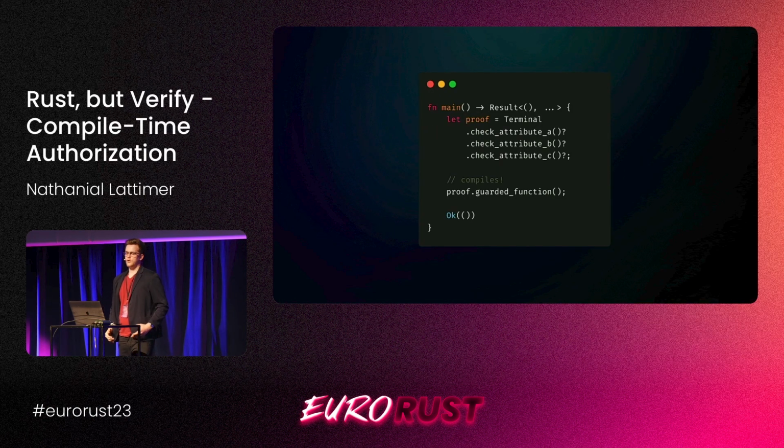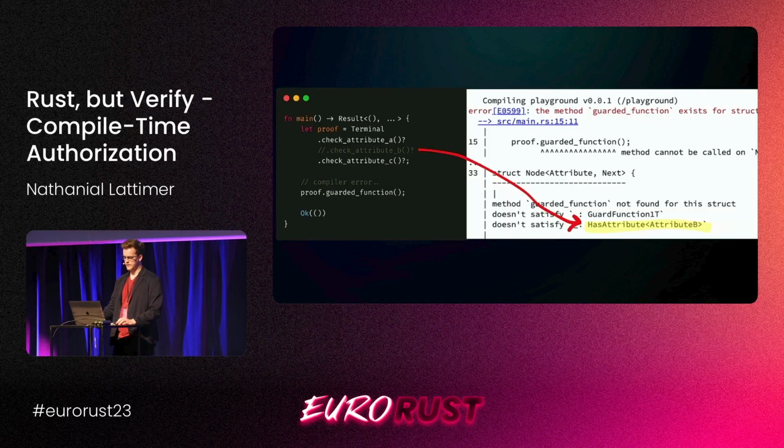Now, if we want to invoke the guarded function, this protected function, it's as simple as calling those check attribute functions a number of times in whatever order you like, and then simply invoking the function. And if we remove one of the checks, we get the associated compiler error. And it's relatively helpful, too, given the madness underneath. Clearly, we just haven't checked attribute B.